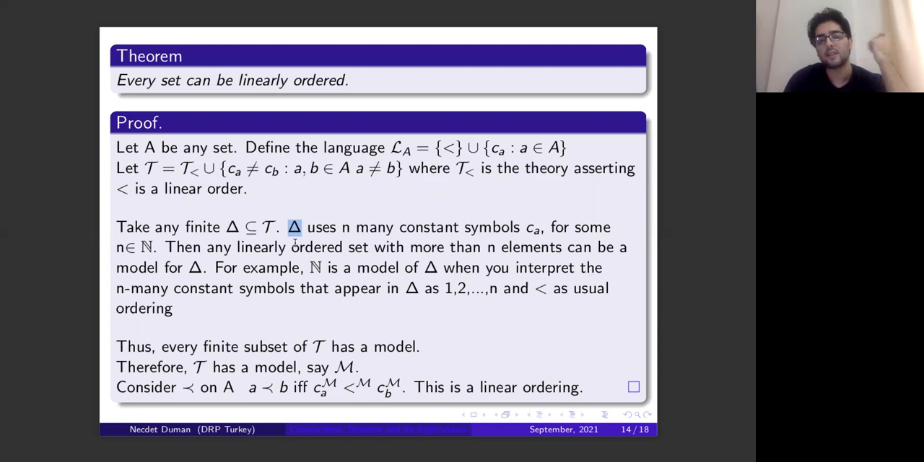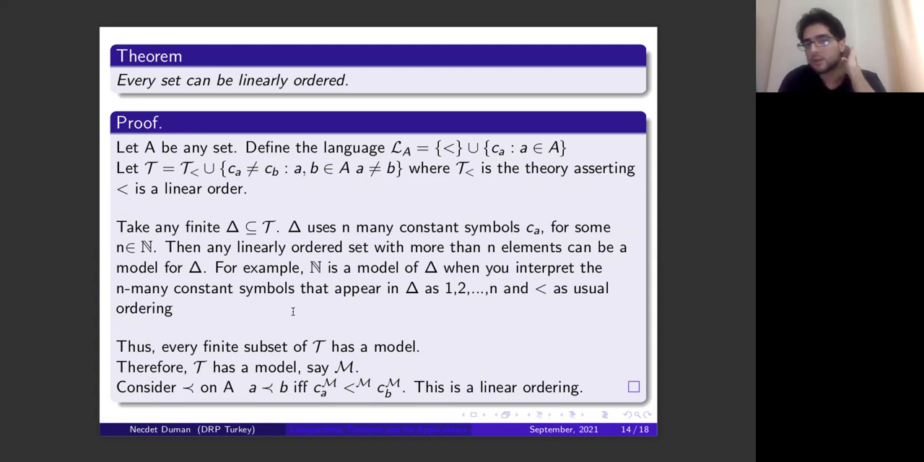Now we can just take the set of natural numbers. We know that it is linearly ordered with the usual ordering, and we know it has more than n many elements. So we can interpret the constant symbols that appear here as 1 to n. And the constant symbols that do not appear here, we can interpret any way we want, because this delta does not assert anything about them. And now the set of natural numbers with the usual ordering and this interpretation is actually a model of this finite subset. So we showed every finite subset has a model.